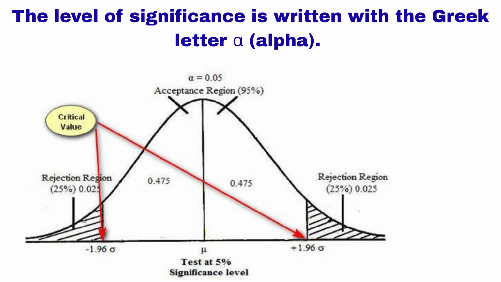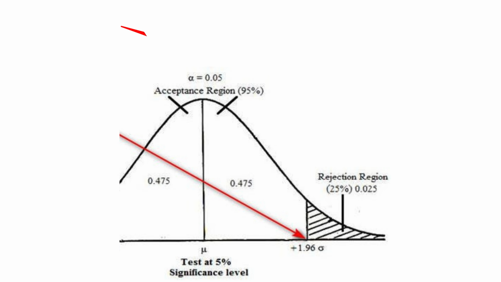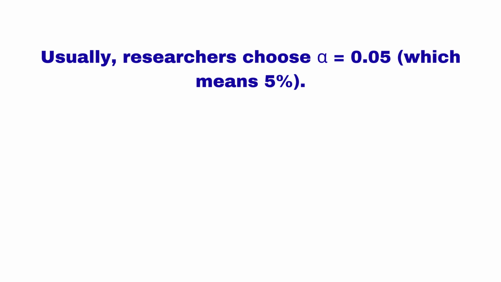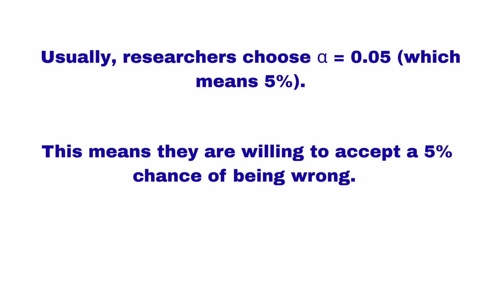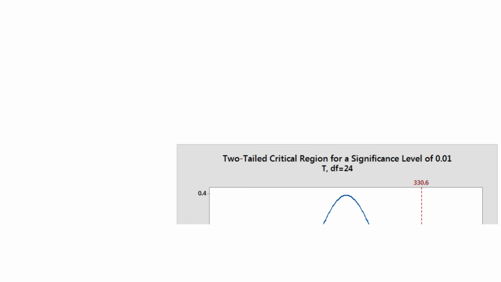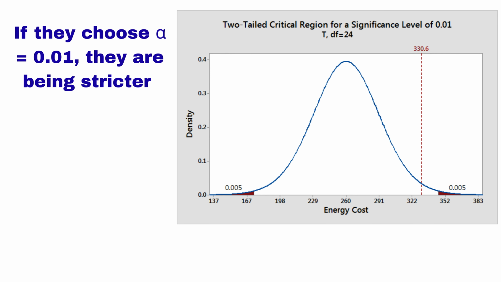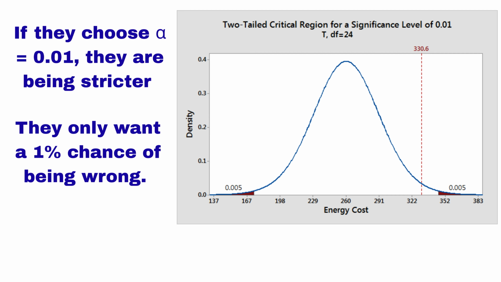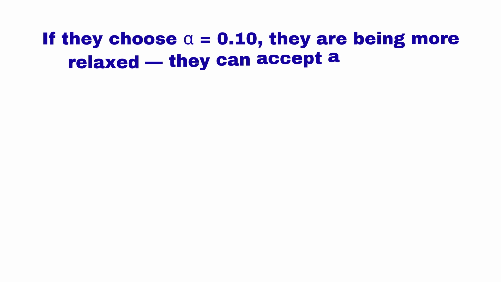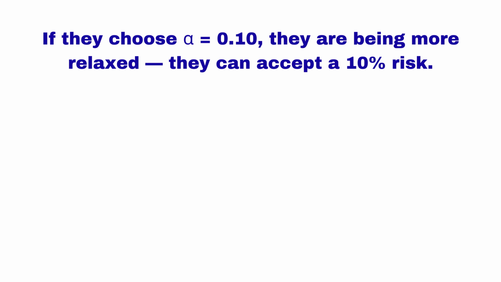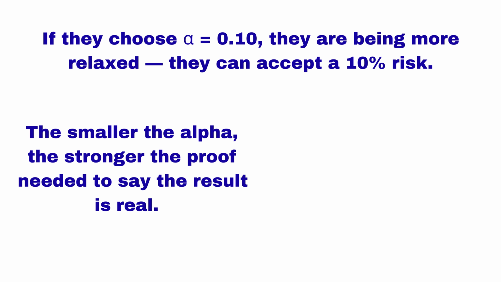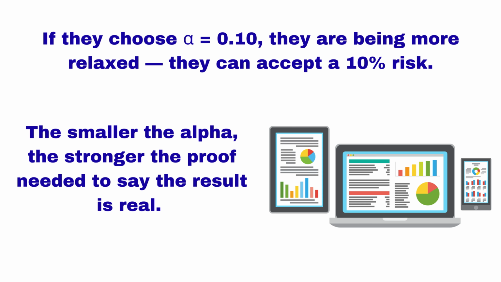The level of significance is written with the Greek letter alpha. Usually, researchers choose alpha equals 0.05, which means 5%. This means they are willing to accept a 5% chance of being wrong. If they choose alpha equals 0.01, they are being stricter, they only want a 1% chance of being wrong. If they choose alpha equals 0.10, they are being more relaxed, they can accept a 10% risk. The smaller the alpha, the stronger the proof needed to say the result is real.